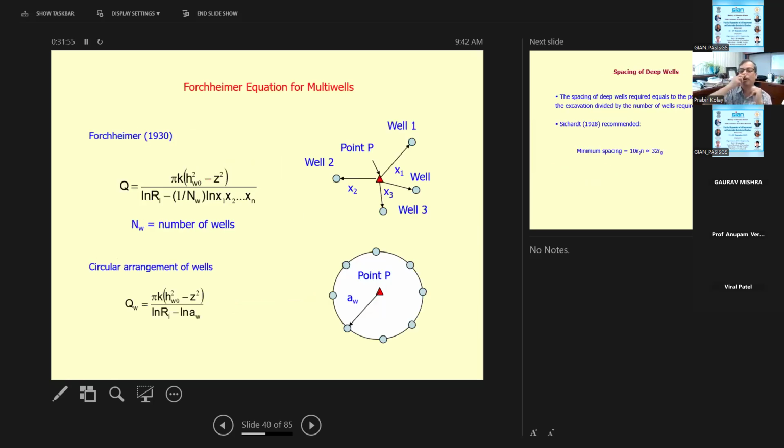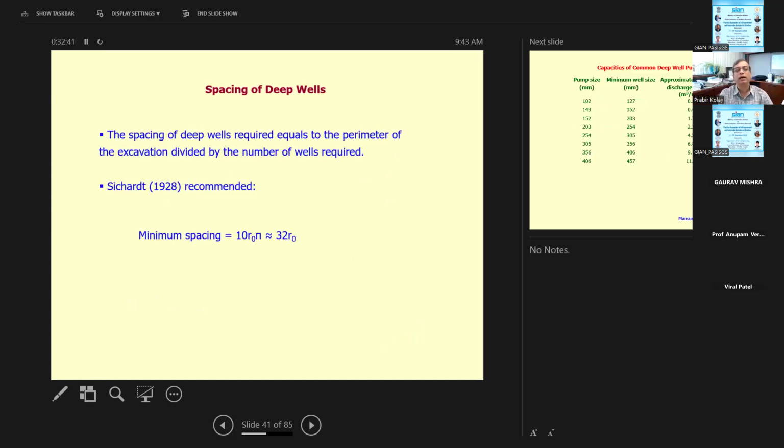Now, the wells can be arranged in a circular way, or they can be arranged arbitrarily. So how can we calculate the discharge? It's at point P over here. If you know the distances from the different well points, and the arrangement is irregular, this is the first equation you need to use. The second one is for wells at a distance from the pumping well, to point P. If it is a circular arrangement, then this is the equation you can use to calculate the discharge. I'll be solving one problem using this equation, so I'm not going to go into detail here.